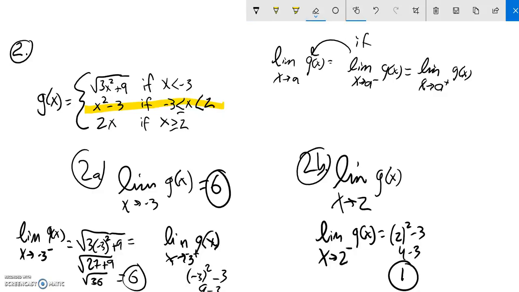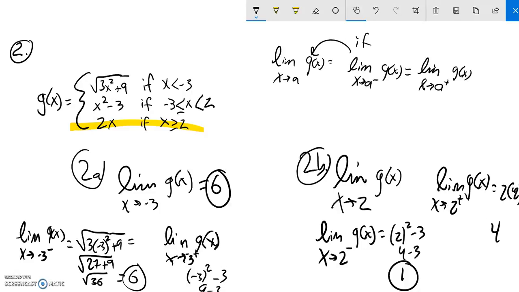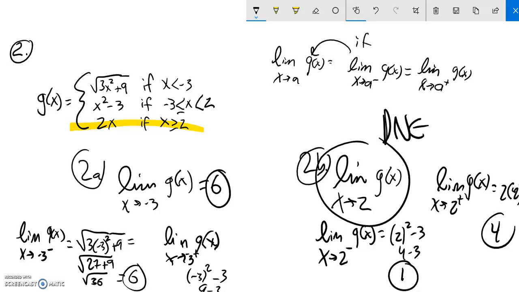And now if I get it from the right-hand side, that's going to be this part, when x is greater than 2. So the limit as x approaches 2 from the right of this function. And again, I can just do direct substitution, plug in 2. That's a 4. So notice these diverge, these go to different places. So this limit does not exist.